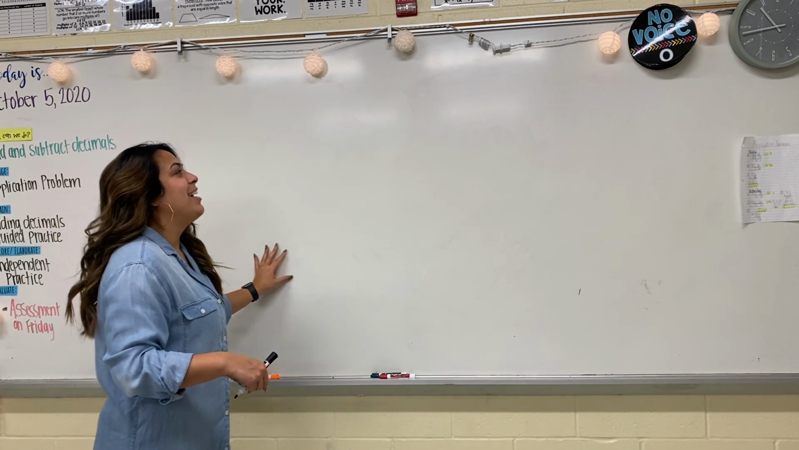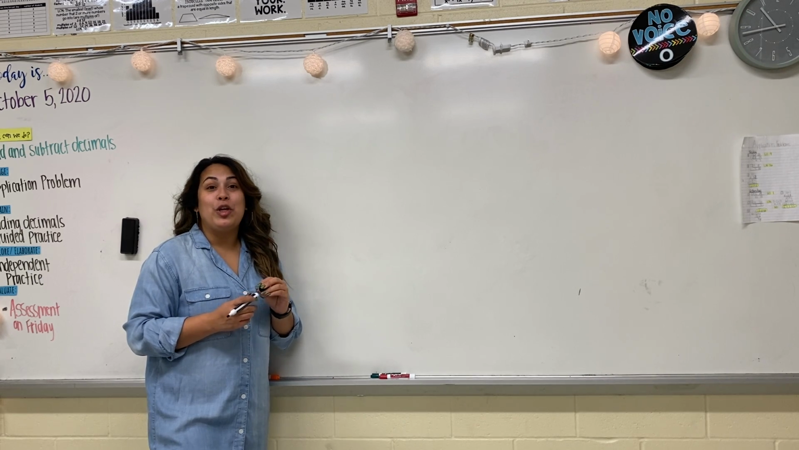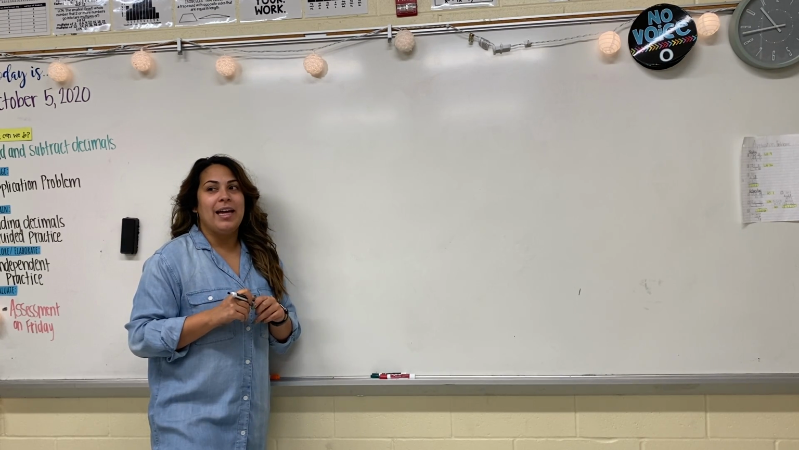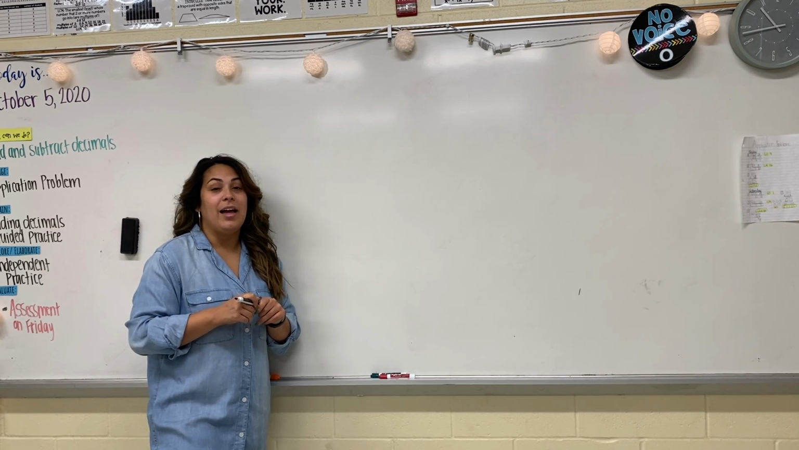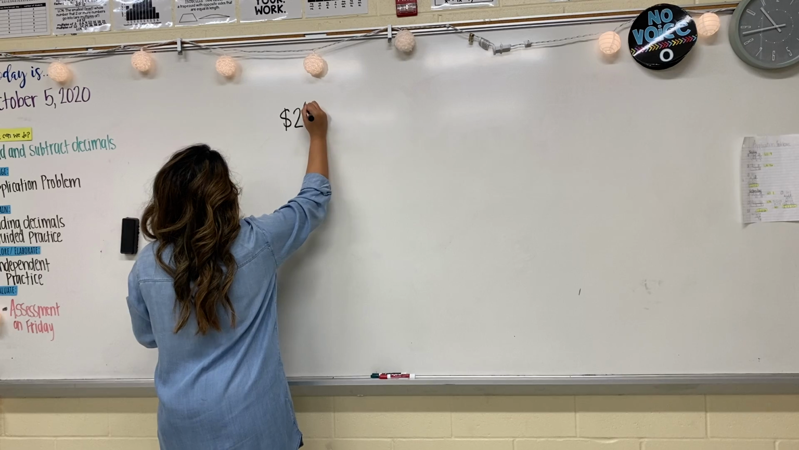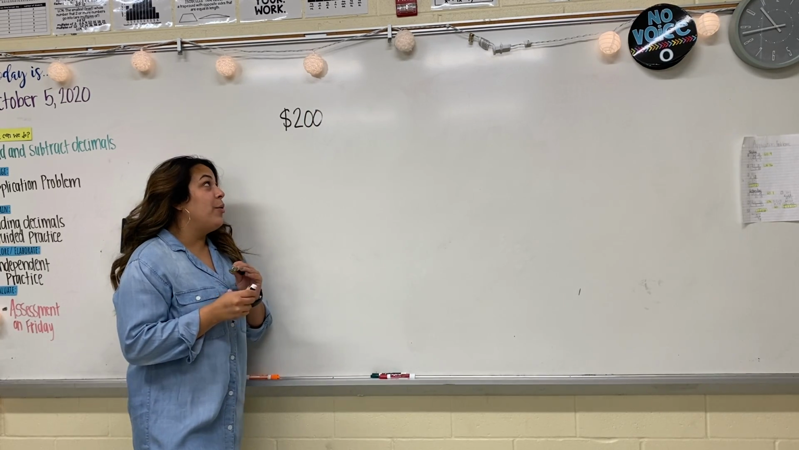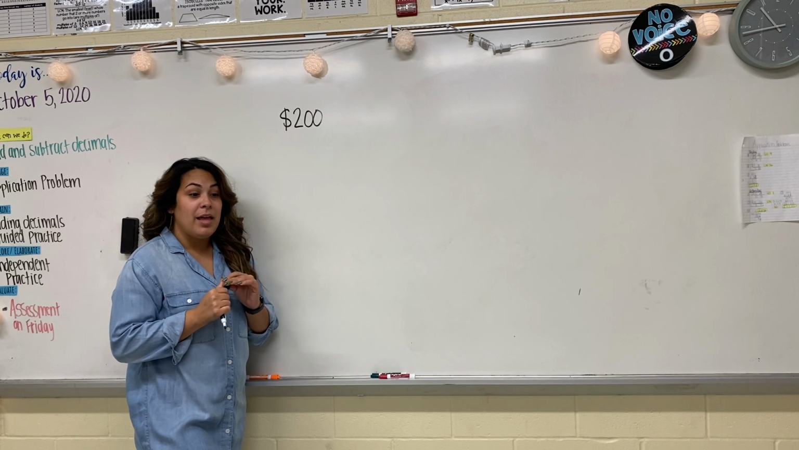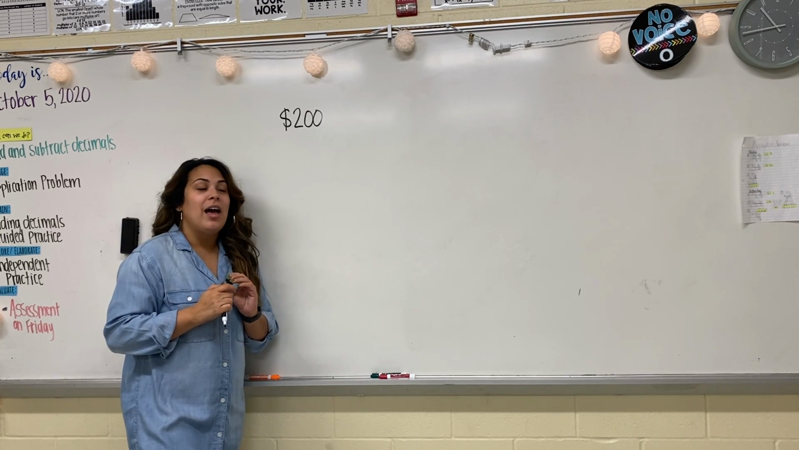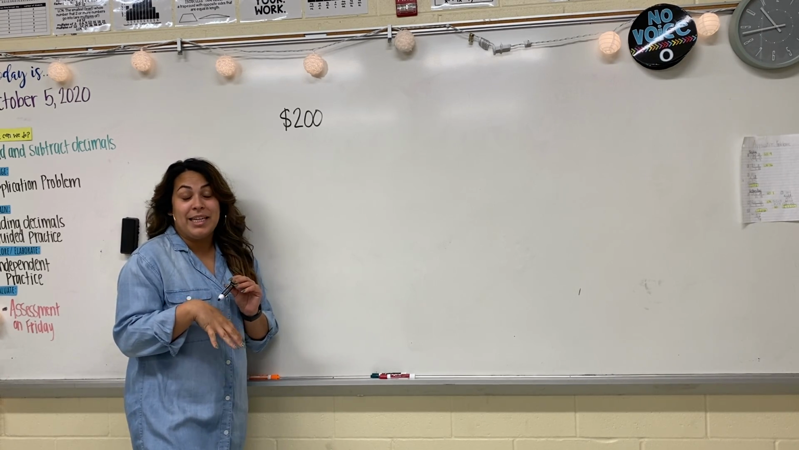All right, let's say I have $200. I'm going to go on a mini shopping spree because there's not really much I can buy with $200. So I have $200 I want to spend. Now I want to buy a pair of Jordans, and again, I can wear kid sizes.